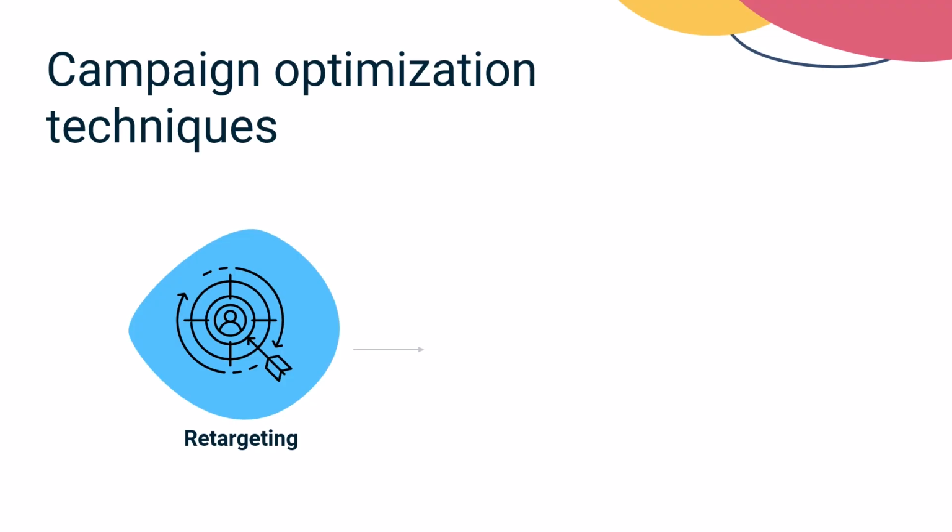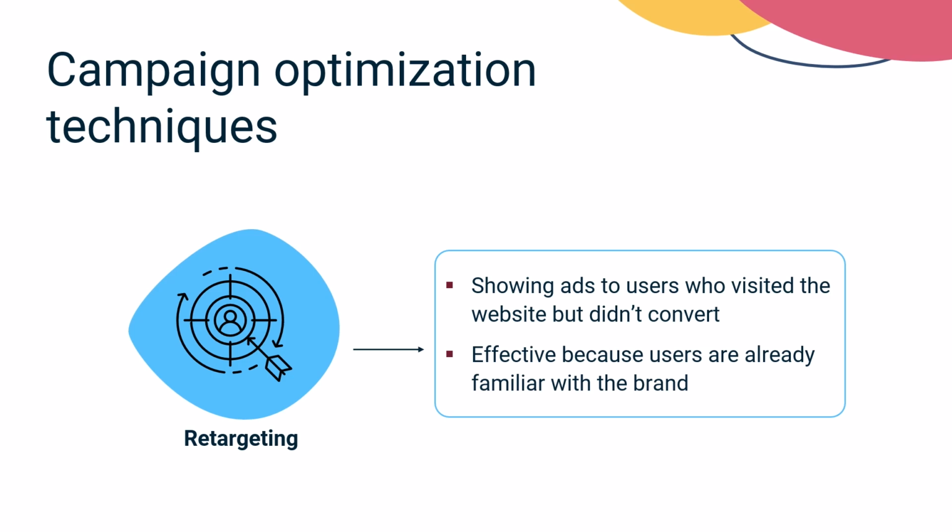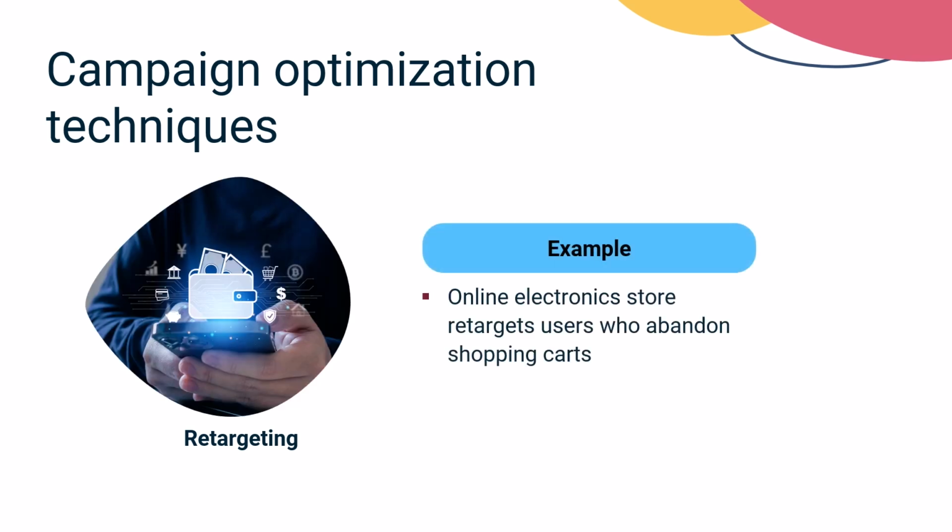Retargeting or remarketing refers to showing ads to users who visited your website but didn't convert. Retargeting is effective because users are already familiar with the brand. For example, an online electronics store retargets users who abandon their shopping carts, which results in a 40% increase in recovered sales.